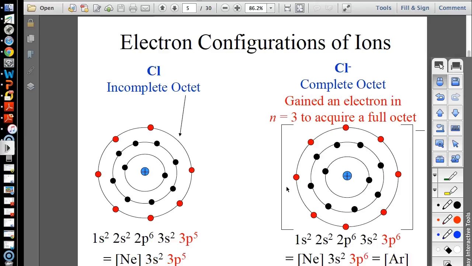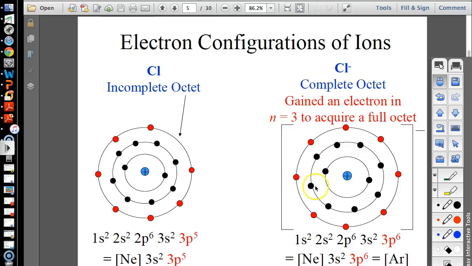With chlorine, chlorine is going to gain that electron probably from something like sodium. Chlorine pulls on the electrons very hard, and it's going to steal the electron, which is the rope, away from the sodium, and then it's going to have a full octet.